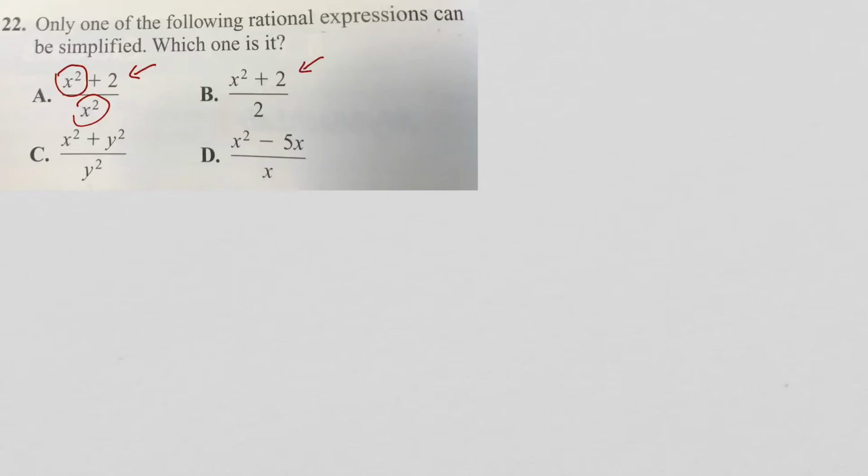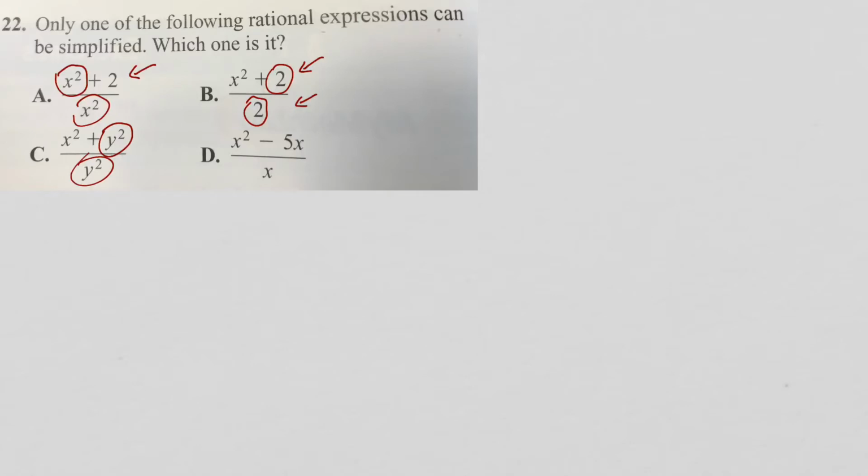Part B cannot be simplified either because there is no common factor in the numerator, and these are terms. Terms cannot be canceled, so you cannot cancel there. Part C cannot be canceled because there is no common factor in the numerator. These are terms. Terms cannot be canceled, so you can't cancel there.